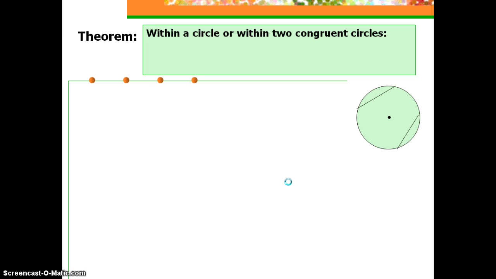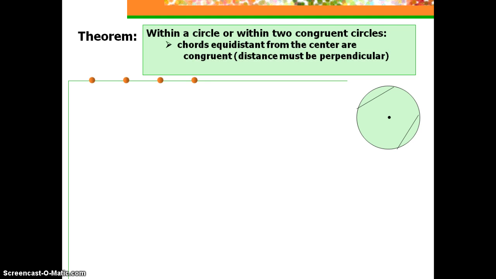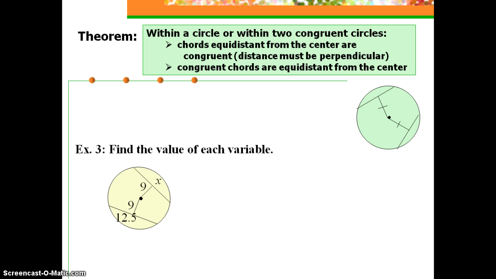Next theorem. Within a circle or within two congruent circles, chords that are equidistant from the center are congruent. So if these two chords are equidistant from the center point, then these two chords would be congruent. Congruent chords are always going to be equidistant from the center. Find the value of each variable using this theorem. This is showing two chords that are equidistant from the center because they both have a distance of 9 from the center. So if this chord is 12.5, then this other chord has to be 12.5.